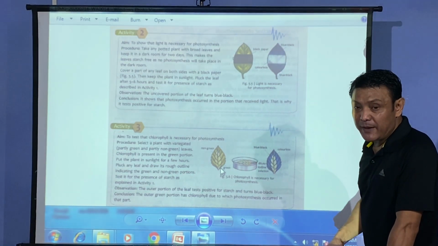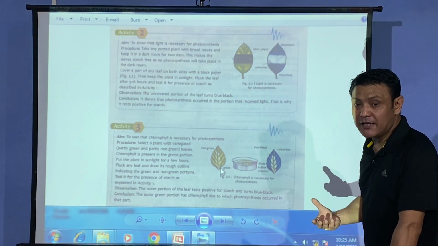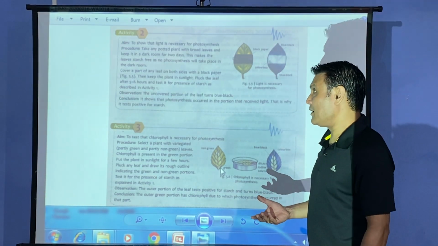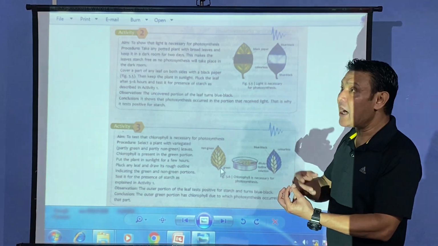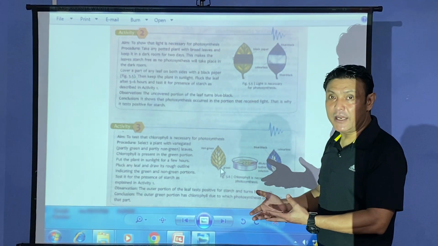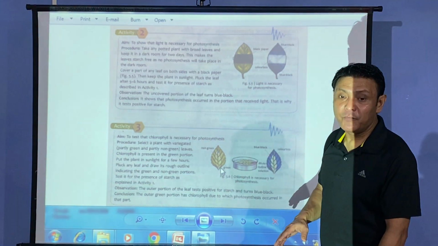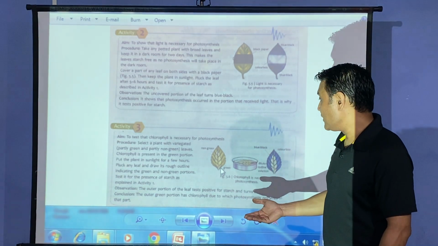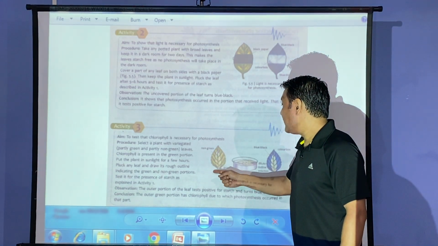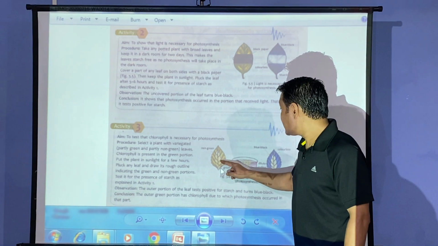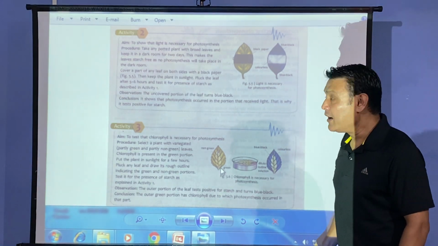Now for this experiment, we take a plant which contains a variegated leaf. You must have seen a decorative leaf plant. The leaves, the middle portion is yellow and the outer portion is green, or the middle portion is green and the outer portion is yellow. That means the portion of the leaf which is yellow does not contain chlorophyll, whether it's inside or outside. Now that is called a variegated leaf. Over here, the outer portion is green in color, which contains chlorophyll, and centrally it is pale in color, meaning it does not have any chlorophyll.